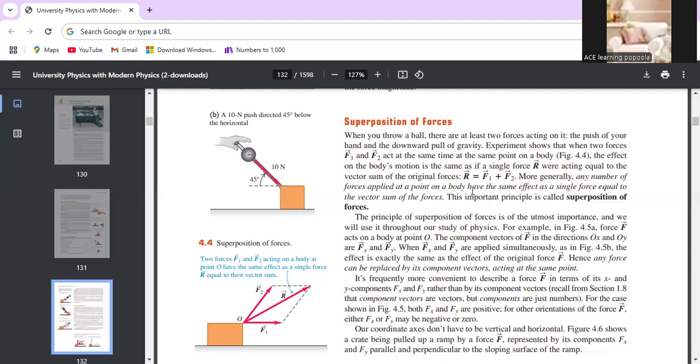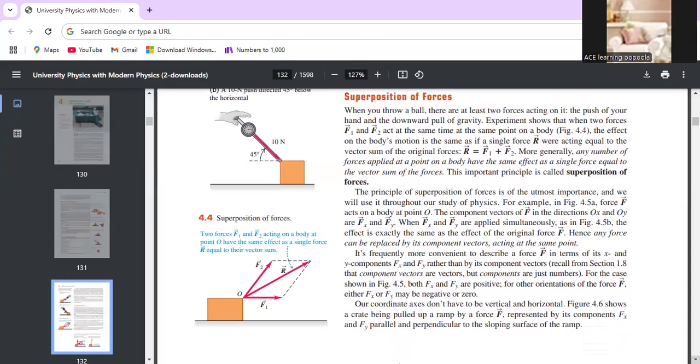Okay, so R being the single force can be calculated by calculating the vector sum of the two forces, F1 and F2. So if we are able to do that, the resultant force we get is going to be a single force that will be equal to the vector sum of those two forces. So this is what we know as the principle of superposition of forces.